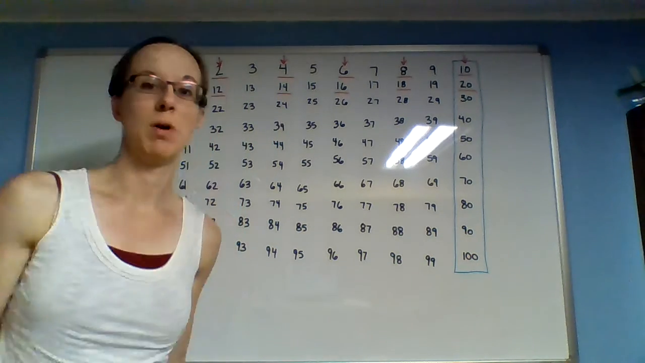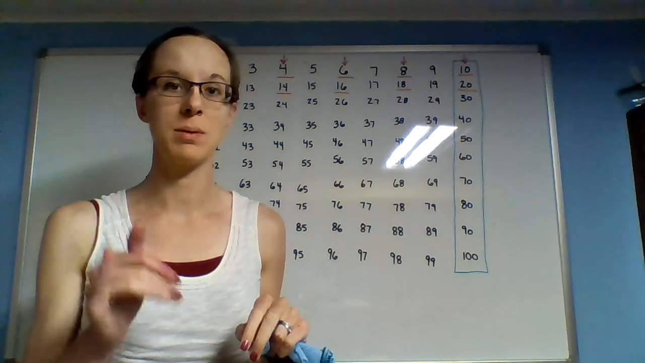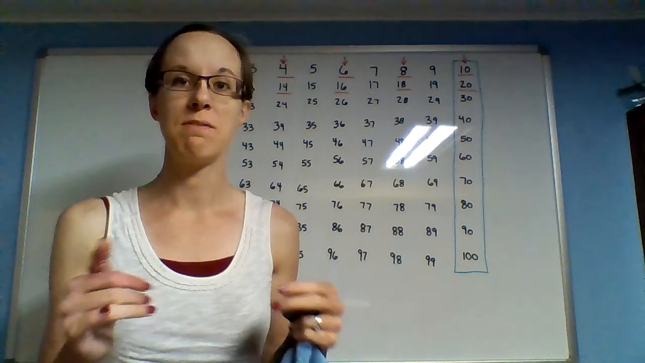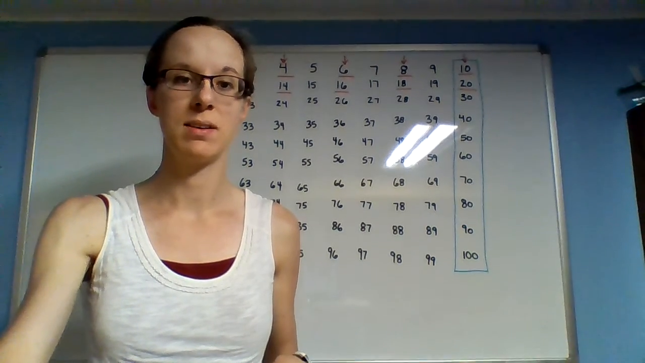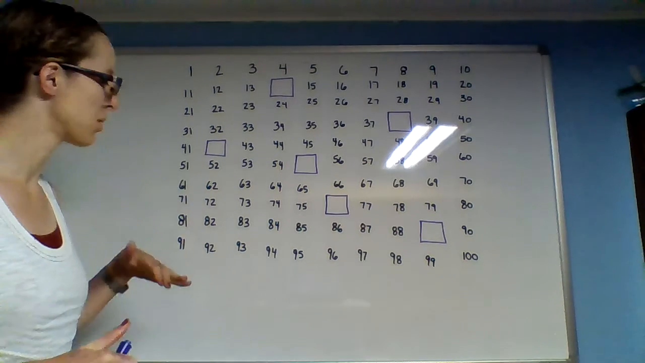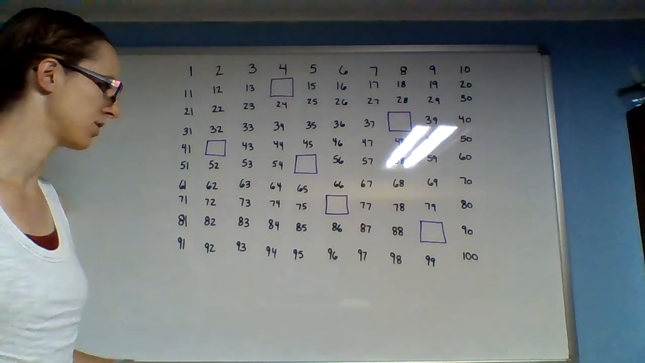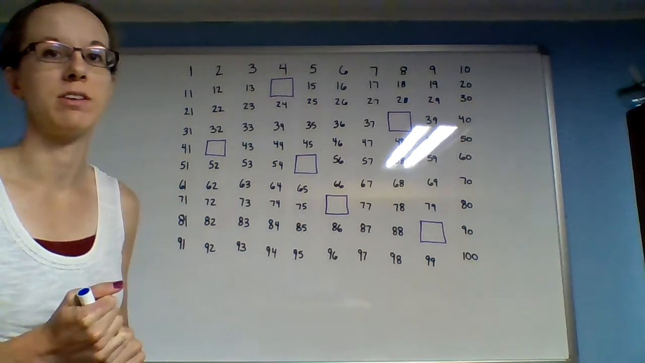All right, I'm going to pause the video for a second and erase some numbers. And when we come back, we're going to talk about strategies that we can use to figure out what numbers are missing in our 100 grid. Give me just a minute. All right, you can see that I've added some purple boxes to our hundreds grid. And what we're going to do is to try to figure out what numbers belong in those boxes.